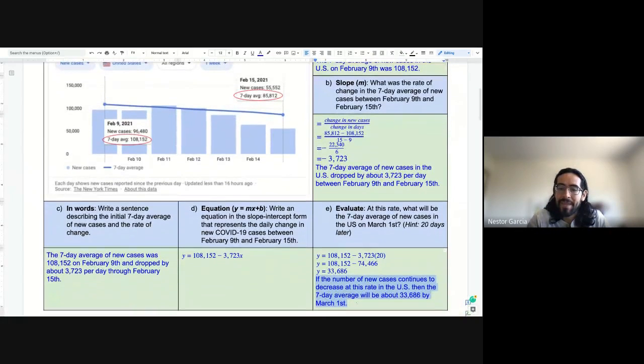This means that if the number of new cases continues to decrease at this rate in the US, then the 7-day average will be about 33,686 by March 1st. So again, this is assuming we can use and we'll be able to use a linear model to represent this trend for a given number of days after February 9th.